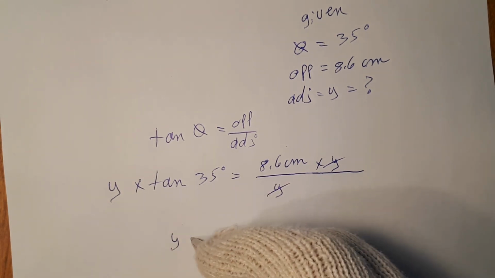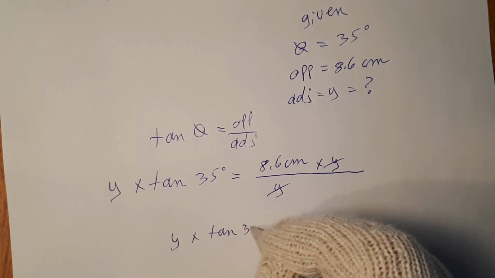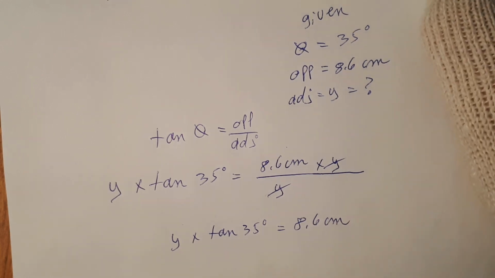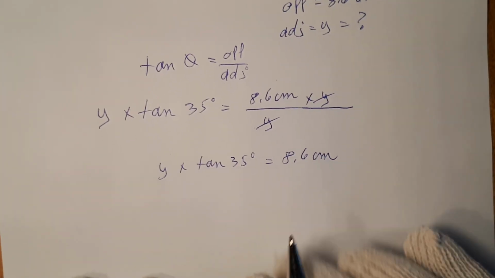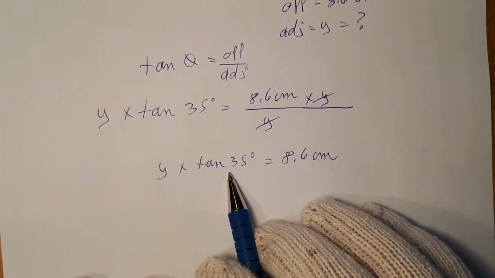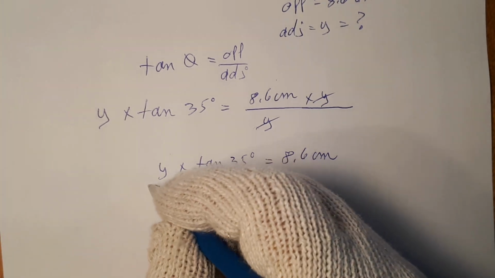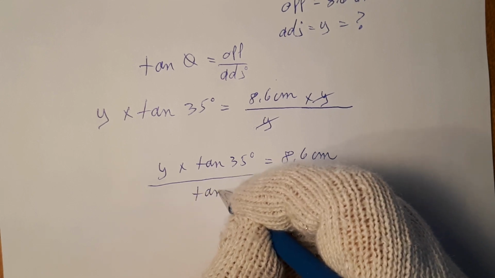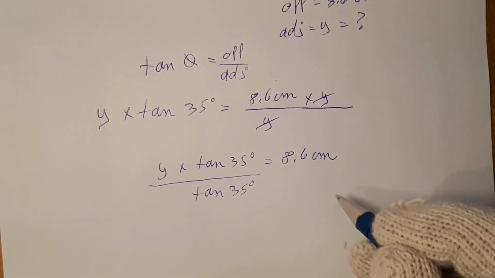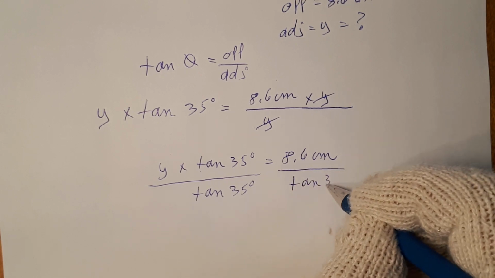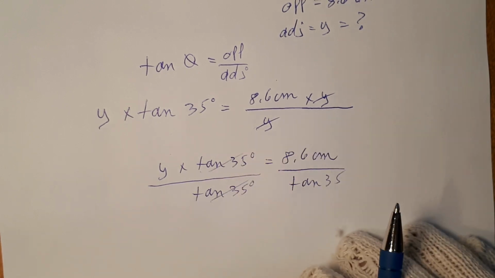Cleaning this up, y times tan of 35 degrees is equal to 8.6 centimeters. Going further, in order to isolate y, we have to divide both sides by tan of 35 in order to move it to the right-hand side. So if we take all of this and divide by tan of 35 degrees, whatever we do to the left-hand side, we have to do to the right-hand side. And the two tans cancel out.